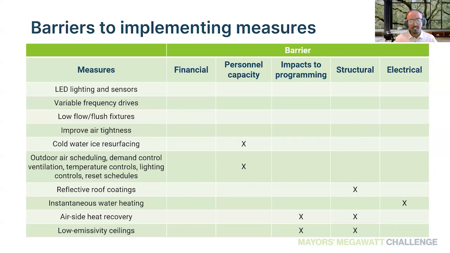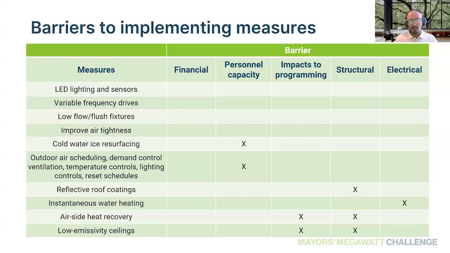Low flow fixtures, same ideas. Improving air tightness. When we think of that, we think of sealing window and door transitions, adding caulking to the corners of walls and things. So for the most part, we're not looking at a full envelope redevelopment or anything.